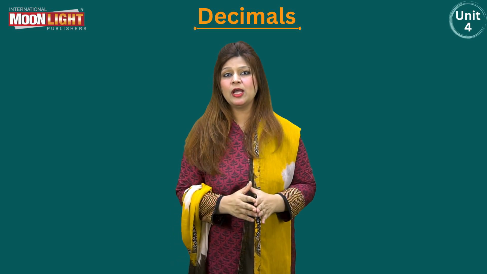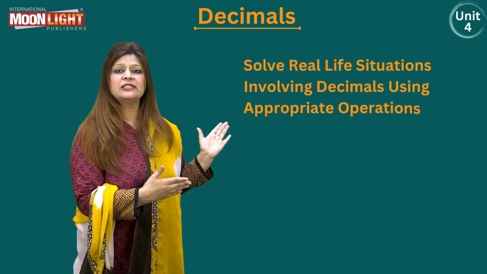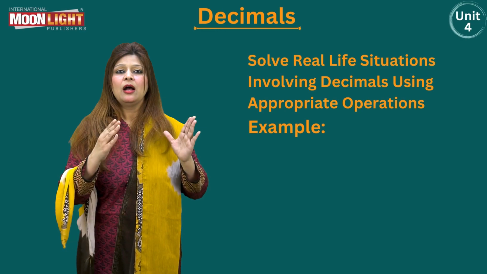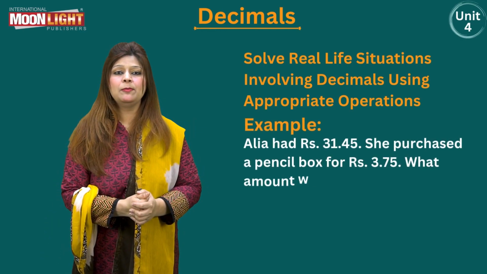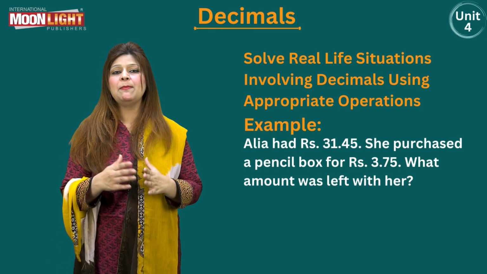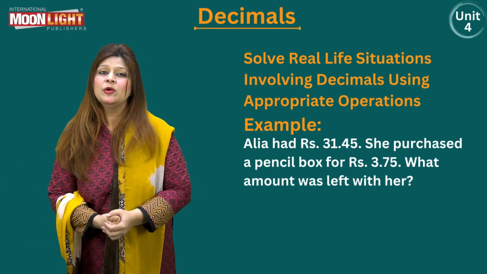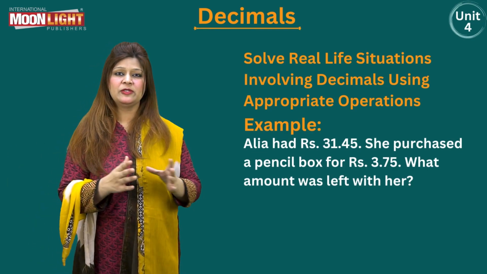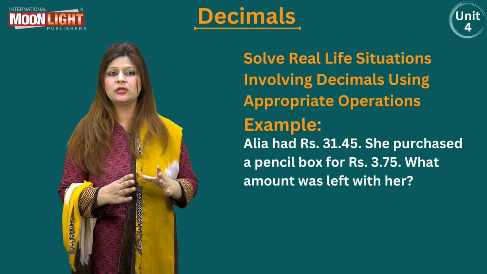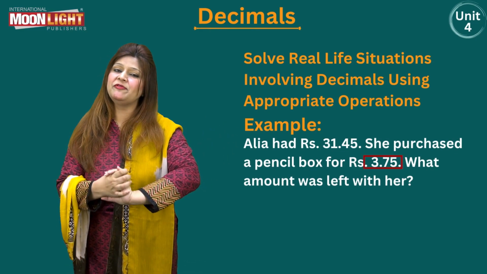One example here is: solve a real life situation involving decimals using the appropriate operation. Alia has rupees 31.45. She purchased a pencil box for rupees 3.75. What amount was left with her? The CUBERS method tells you to circle the numbers. Here the numbers are 31.45 and 3.75.